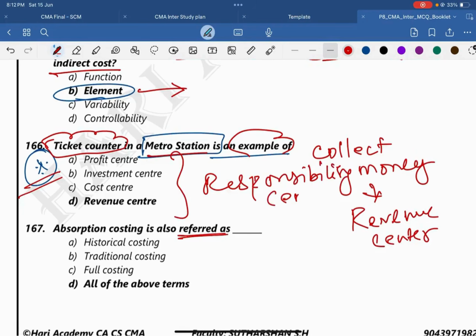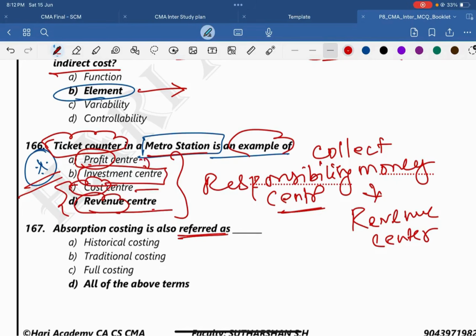What is this responsibility center? Revenue center is responsible for sales and revenue. Cost center is responsible for expenses. Profit center is the combined effect of cost and revenue center. Investment center, along with profit, takes care of the investment and return on capital. That's a simple, quick explanation about responsibility centers.